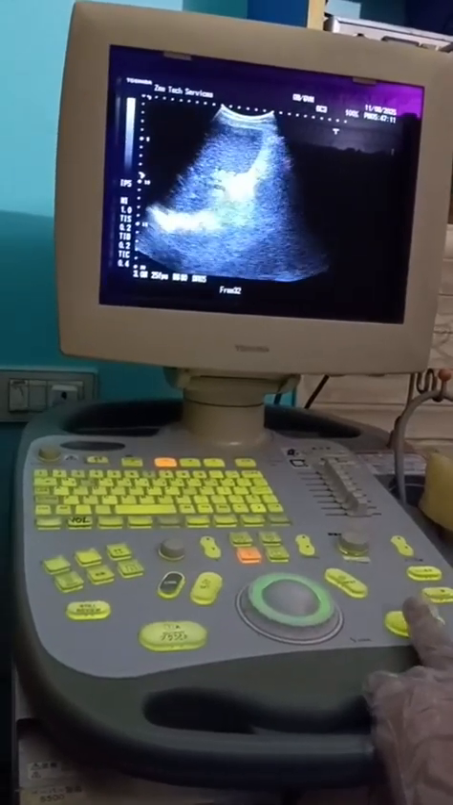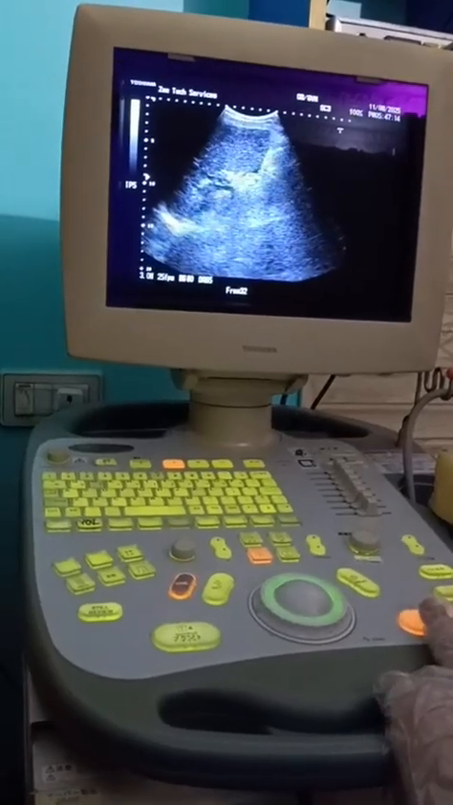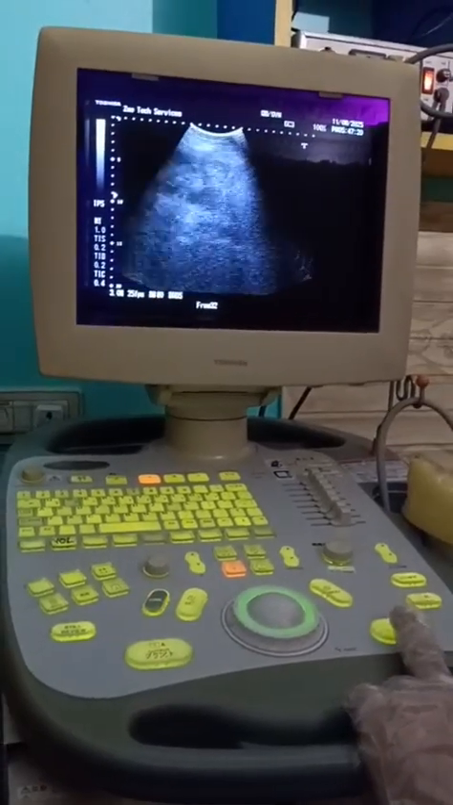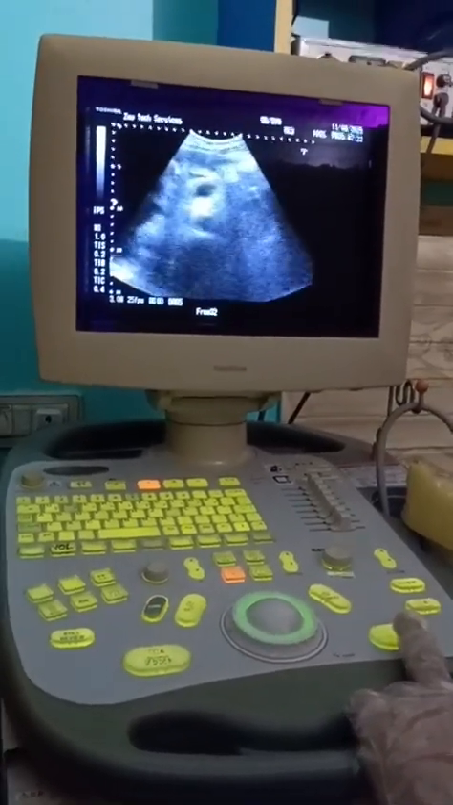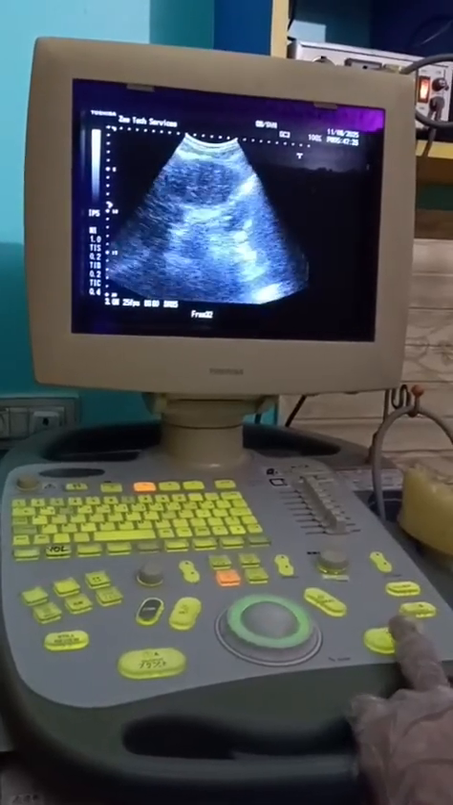Now let's go to the splenic vein, which appears also engorged. This is the splenic vein. The splenic vein is also engorged. Patient is having discomfort, so I'm not taking that much time on it. So here is the left lobe of the liver, you see.